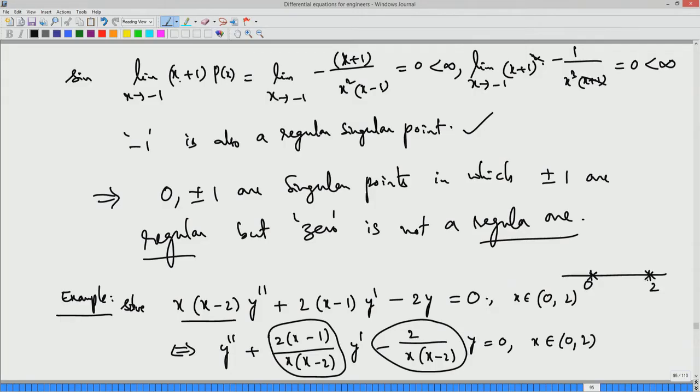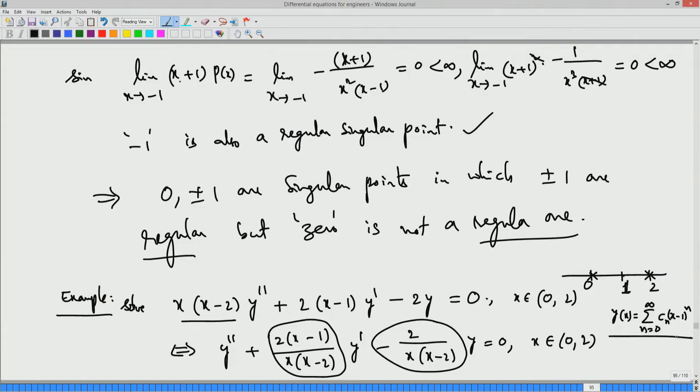If you want to solve this equation, you pick up some point here, let us say 1. Around 1, if you look for solutions, you should look for your power series solutions in this fashion: y of x equal to sigma c n times x minus 1 power n. This is the power series around the point 1. But working with x minus 1 is a little cumbersome.